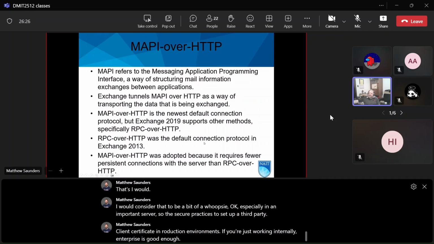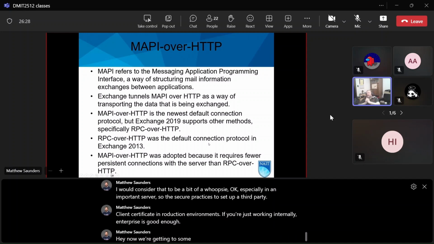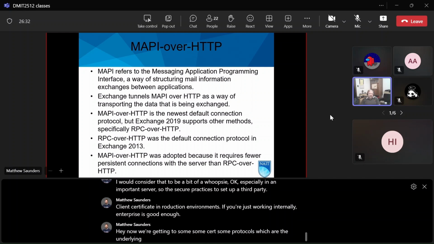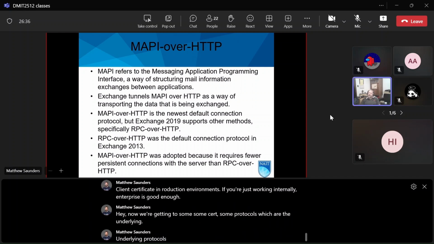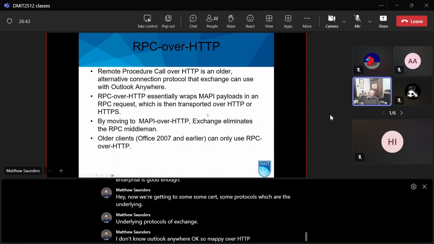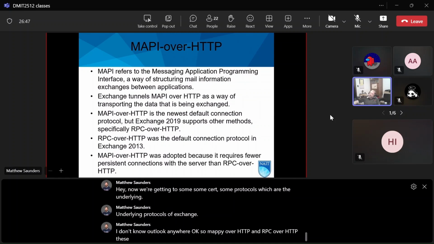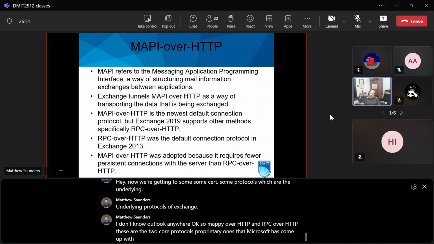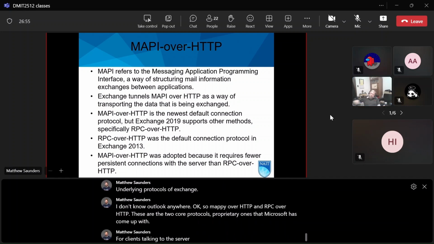Okay, now we're getting to some protocols, which are the underlying protocols of Exchange Outlook Anywhere. So MAPI over HTTP and RPC over HTTP. These are the two core proprietary protocols that Microsoft has come up with for clients talking to the server.